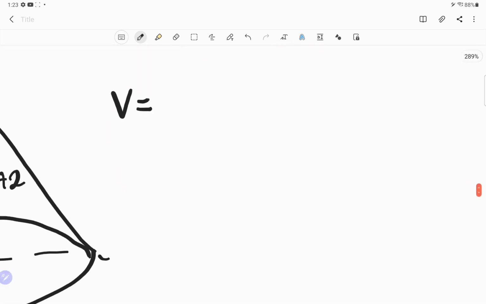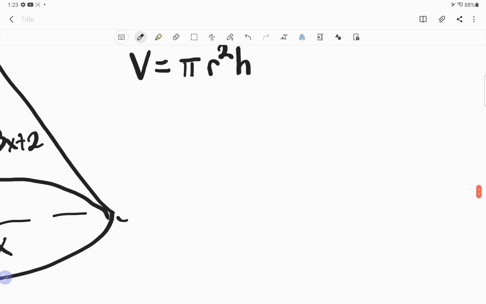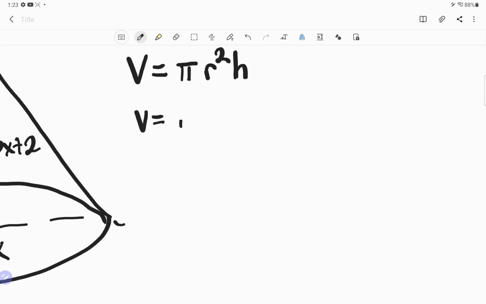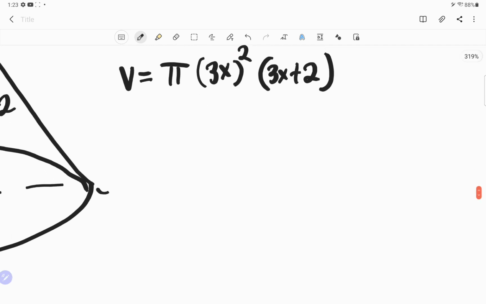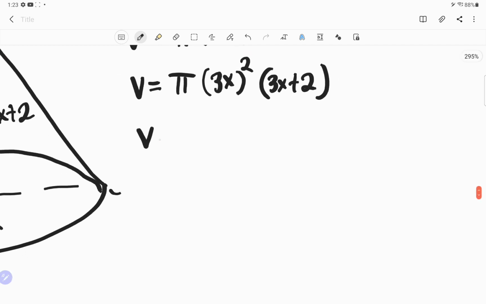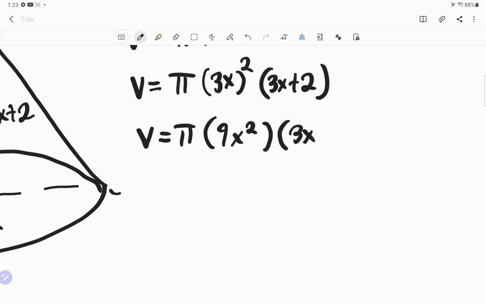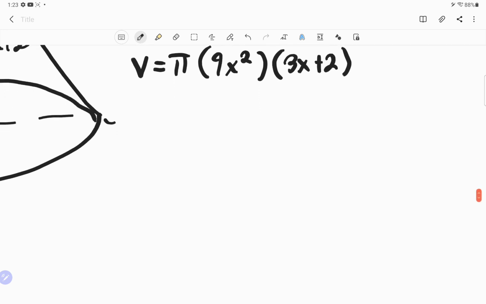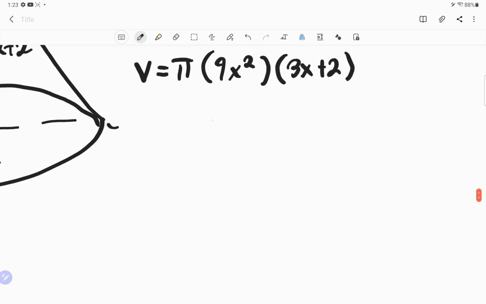It's very, very easy. So again, my formula for volume is V equals pi r squared times h. I'm going to plug in everything that I know. I know that my radius is going to be 3x squared, and then I'm going to multiply by 3x plus 2. Now I'm going to have volume. 3x times 3x is going to equal 9x squared. And then we still need to multiply by the 3x plus 2.